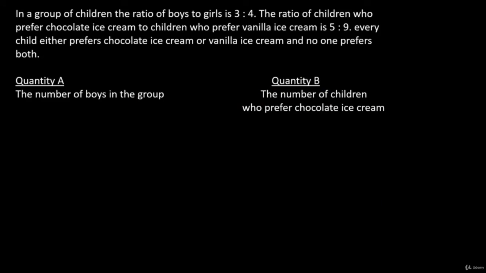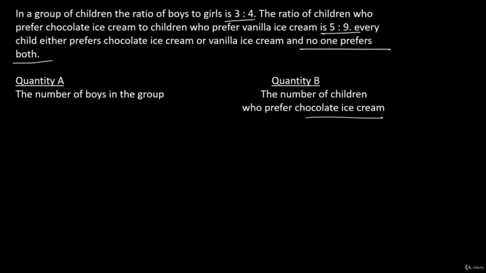Let's do this question. In a group of children, the ratio of boys to girls is 3:4. The ratio of children who prefer chocolate ice cream to children who prefer vanilla ice cream is 5:9. Every child either prefers chocolate ice cream or vanilla ice cream and no one prefers both. Alright, so that's the question stem. Quantity A says the number of boys in the group and quantity B is the number of children who prefer chocolate ice cream. Alright, pause the video, give it a try, and then let's do it together.